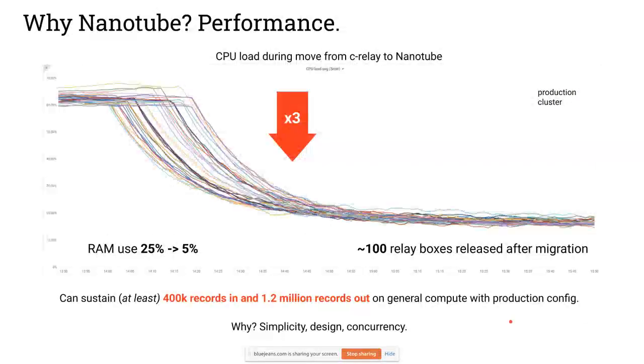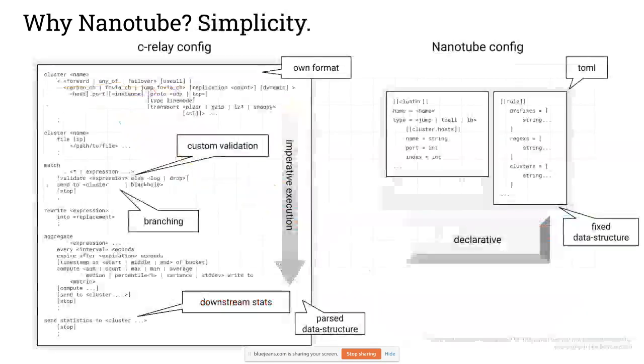So yeah, the question is why we were able to achieve this performance. First reason, I think, is simplicity. I'll demonstrate this a little bit later. Second is that the design of the system was focused on performance from the get-go, and also the design of the system was focused on efficient concurrency. To illustrate the simplicity, I'll just have a side-by-side comparison of configs.